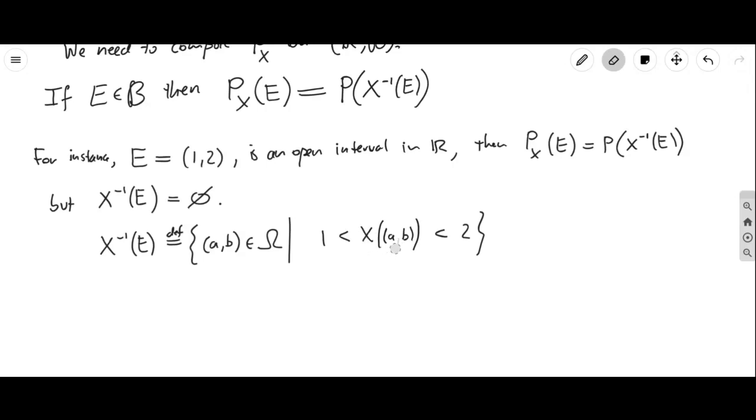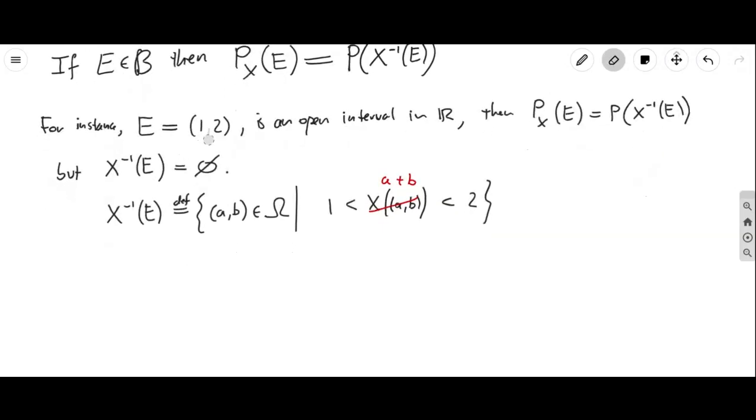But how is the random variable defined? The random variable is defined to be the sum of those two integers. And you get to see what the problem is. When you sum two integers, it's an integer. It cannot be between 1 and 2. There is no such pair. So it ends up being empty. So the probability of this entire event ends up being 0 under this induced measure, because when you pull it back, you get the empty set.